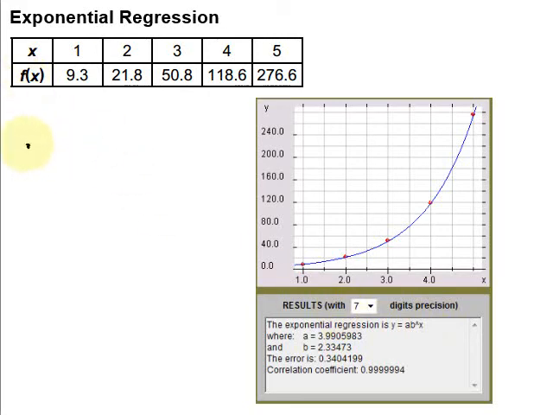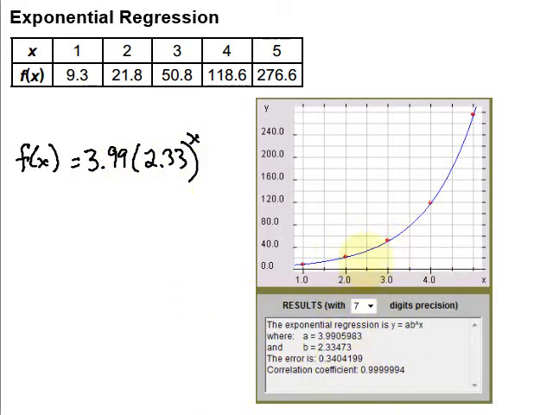Okay, so let's pull out that equation. Again, it's f of x, like so, and then a, in this case, 3.99, and I'm going to round to the nearest hundredth, so 3.99, and then the b, 2.33, and that's to the x power right there. Okay, so there's my regression equation. Again, this one isn't a perfect fit because it's not 1, and we can kind of see that in our graph here.